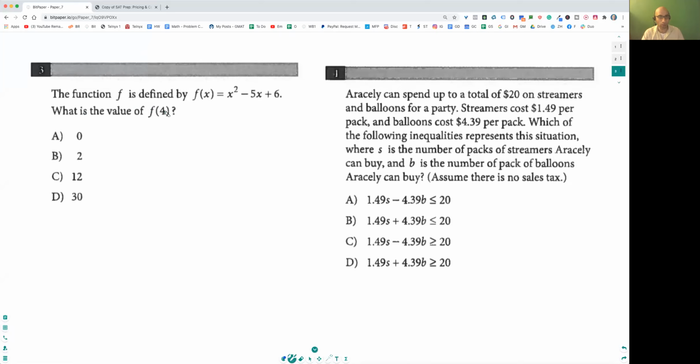Okay, so all you're going to do whenever they ask f of 4 is just plug in the x value here. So you're just going to put in, that's all it is, guys. So just put in 4 squared minus 5 times 4 plus 6, and then you can calculate your answer.